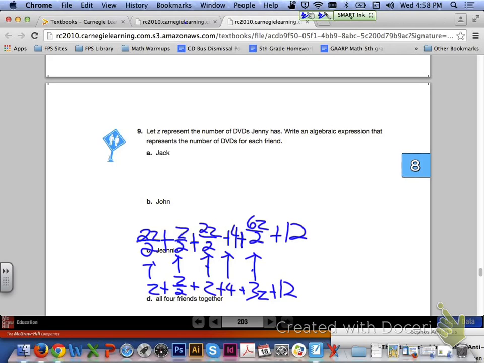So now if you simplify this across, 2z plus z is 3z, plus 2z is 5z, plus 6z equals 11z, and that's over 2. So 11z over 2, and then that's plus 16. So that's how you find the expression for the number of DVDs that they'd all have together.